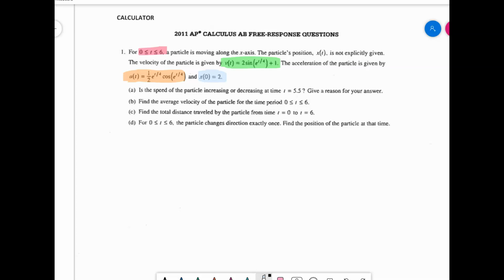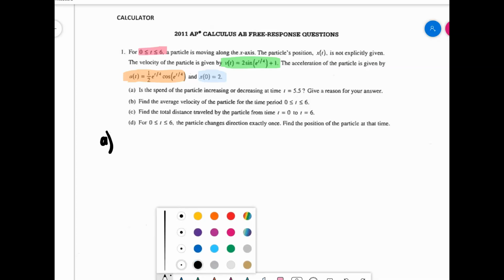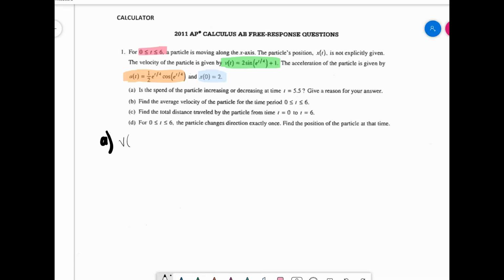So the first question says, is the speed of the particle increasing or decreasing? AKA, is it speeding up or slowing down? So we determine if something is speeding up or slowing down by looking at the sign of both velocity and acceleration at the same time. So for part A, we're going to look for the velocity at 5.5. And we're also going to look at acceleration at 5.5.